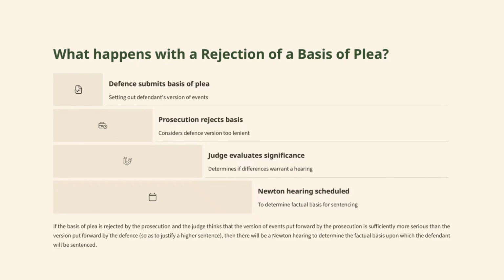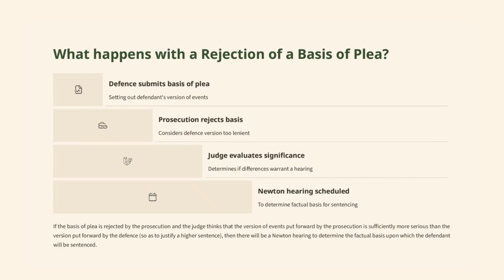What happens with the rejection of a basis of plea? Well, the defence submits the basis of plea, setting out the defence version of events. The prosecution rejects that basis, considering the defence version too lenient. The judge evaluates the significance and determines if the difference between the defence and the prosecution warrants a hearing. The Newton hearing is scheduled to determine the factual basis for sentence.